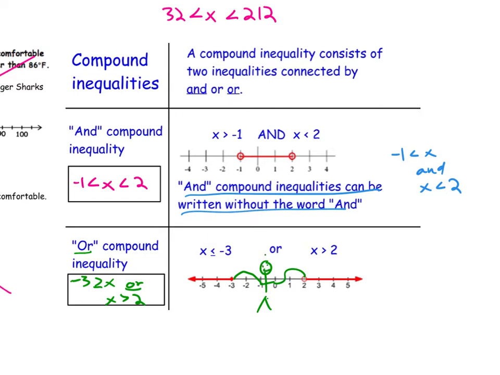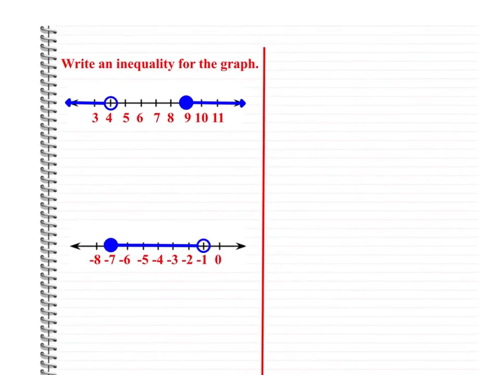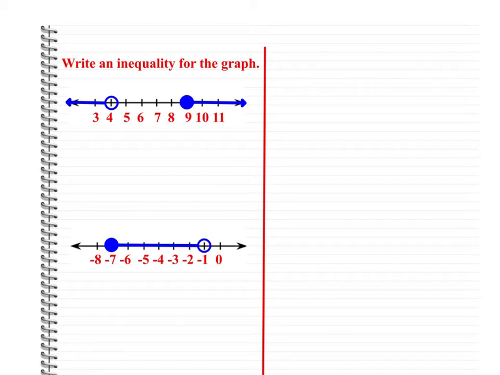It's kind of that rowboat or compound inequality. Let's take a look at the next examples. So here we go on the second page here. We're going to write the inequality for this graph. Let's start off by just writing this. I like to write each part and then combine them at the end.